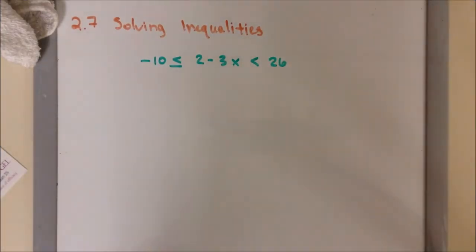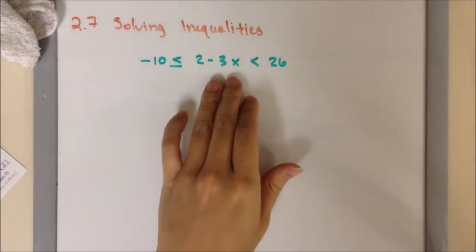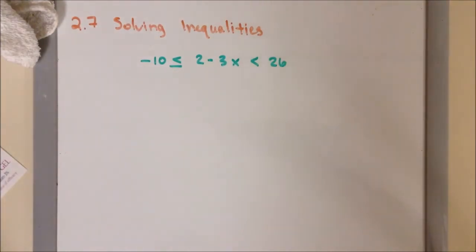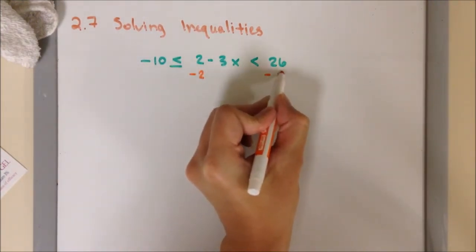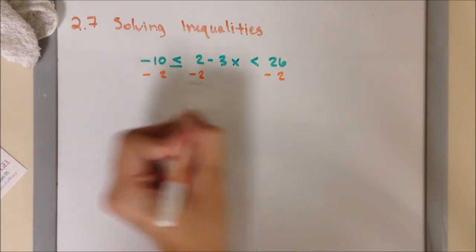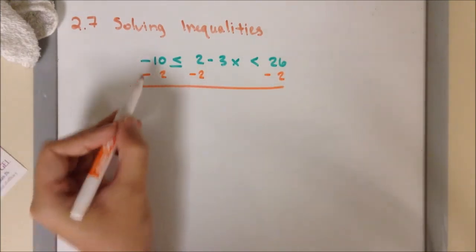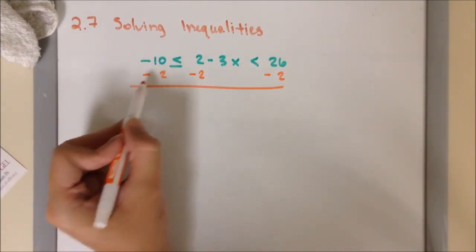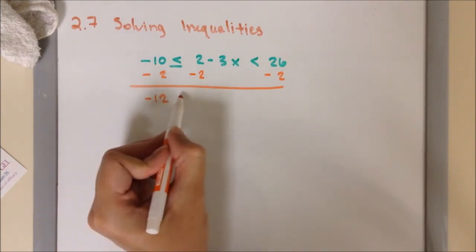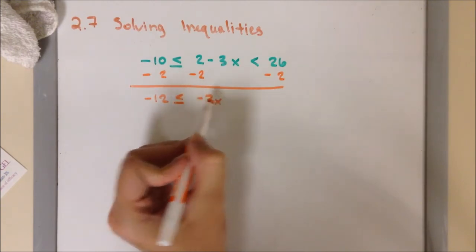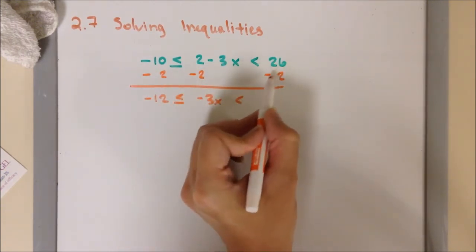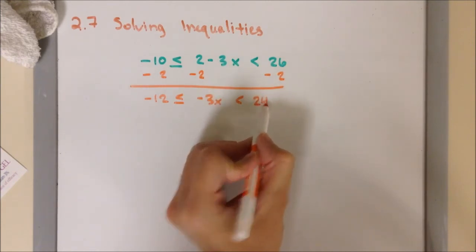And in this second example of this compound AND inequality, we're going to try to get negative 3x by itself. So our first task is to get rid of this 2. The opposite of positive 2 would be minus. So minus 2 in the middle, minus 2 on the right, minus 2 on the left. So here, negative 10 minus 2 would be negative 12, less than or equal. And we're going to have negative 3x in the middle, less than 26 minus 2 is 24.